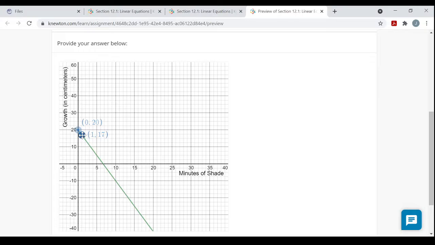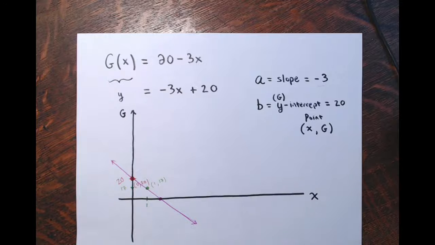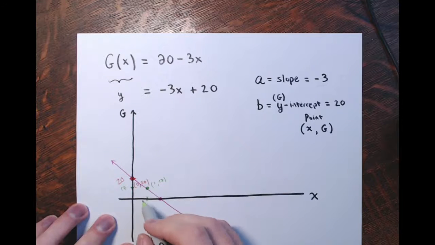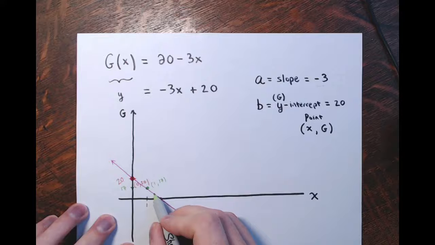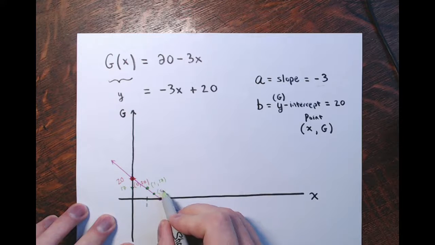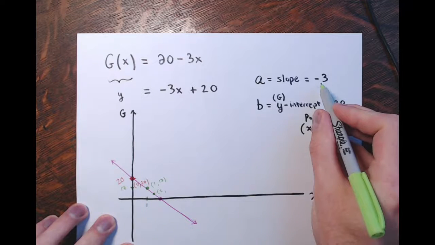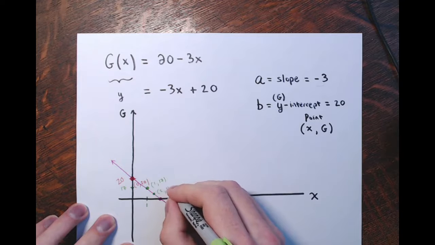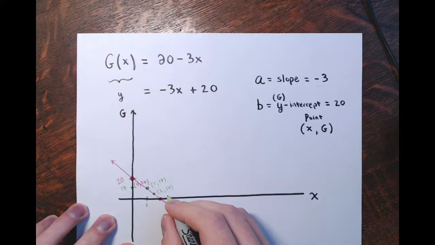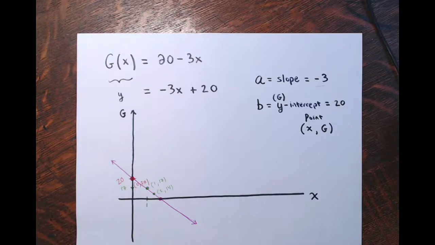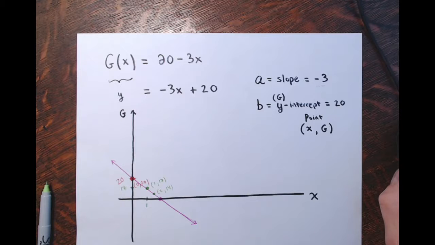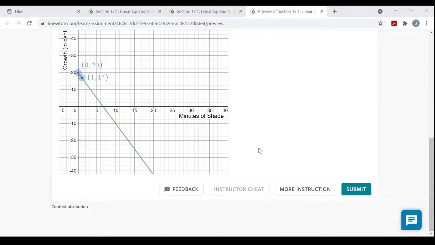Now if you didn't like how close these were, you could keep using the slope to find other points. 1, 17 would be on it. Increase the x by 1, you decrease the y by 3. 2, 14 would be on it. 3, 11, 4, 8. All sorts of points could be found using the slope. But that's it right there.